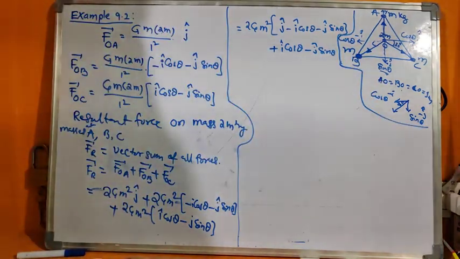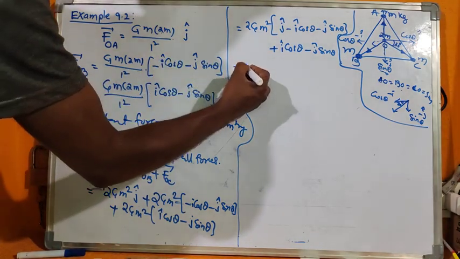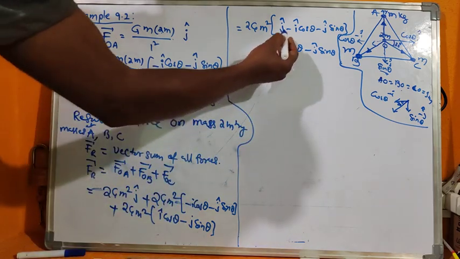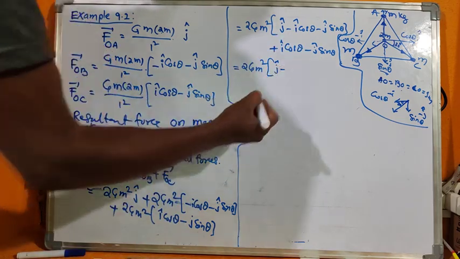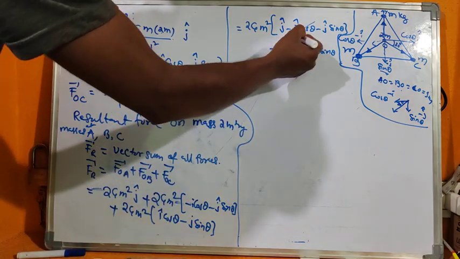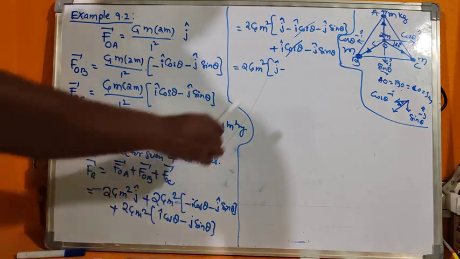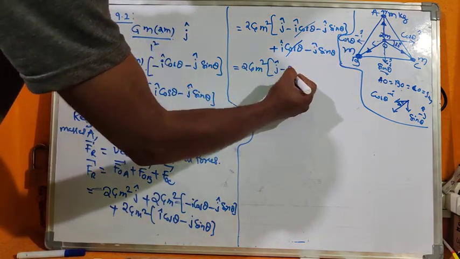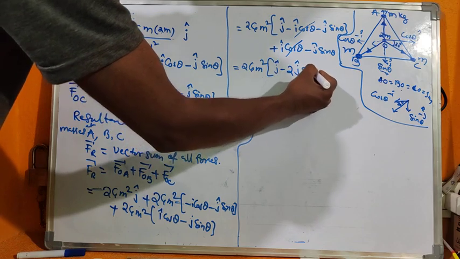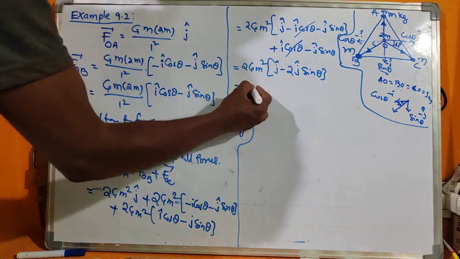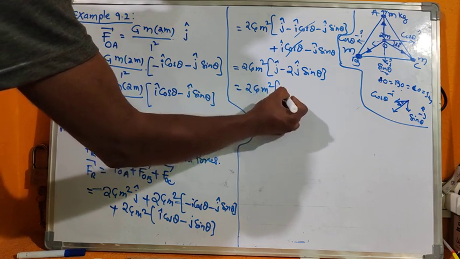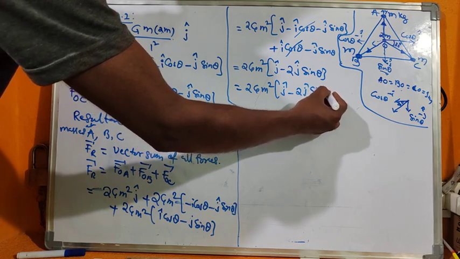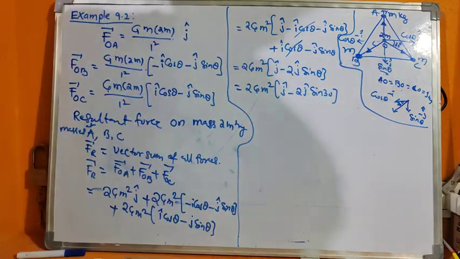So from this it is equal to 2G m square times j cap, minus i cos theta plus i cos theta, both are cancelled, and minus j sin theta minus j sin theta, that is equal to minus 2j cap sine theta. So it is equal to 2G m square of j cap minus 2j cap sine theta. Here theta is 30.